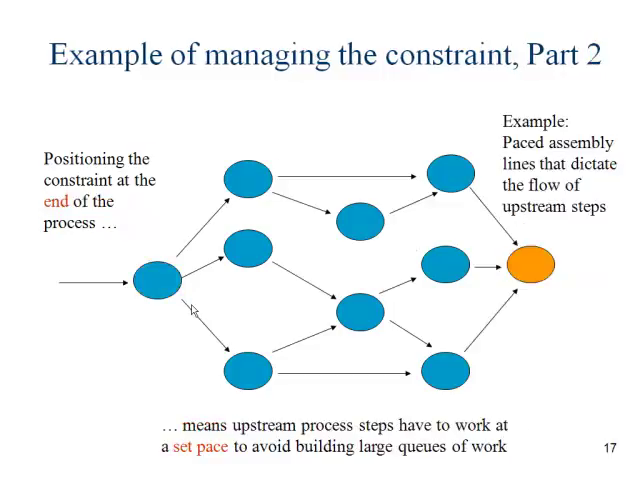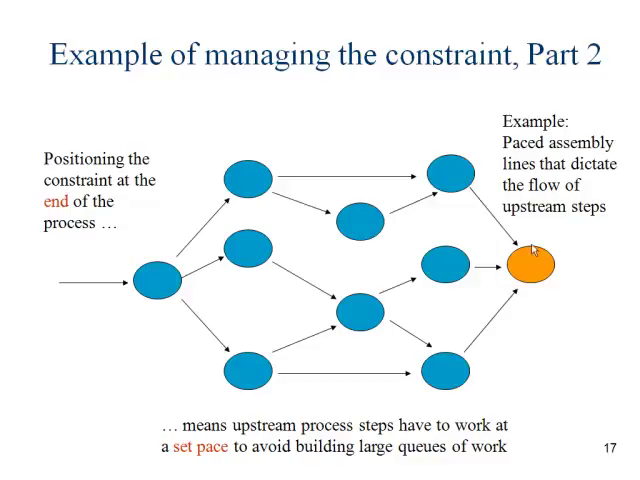Okay, now that was an example of where we put the constraint at the beginning. But in manufacturing, oftentimes you'll see the constraint at the end of the process. And the constraint is then used to control the timing and the flow of all upstream activities. For example, we might have a paced assembly line that dictates the flow of the upstream steps. This assembly line, let's say, can make 1,000 units per day.